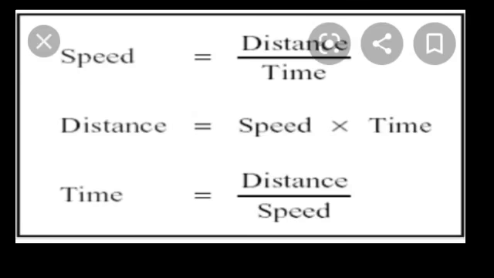These are the formulas of speed. Speed is equal to distance upon time. Distance is equal to speed into time, and time is equal to distance upon speed.